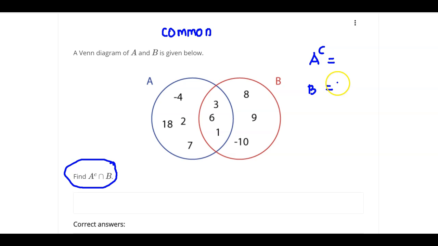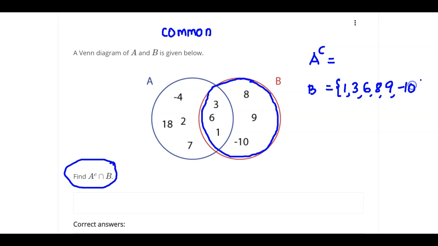First, I'm going to start with B because that looks simple. So this is my set B. That might not be a perfect circle, but you have it. So that's my set B. So my set B is, I can write in any order, but I'm going to write in increasing order. So 1 is done, and then 3, and then 6, and then 8, and then 9, and then -10. Once that's done, I know I have to find A complement.